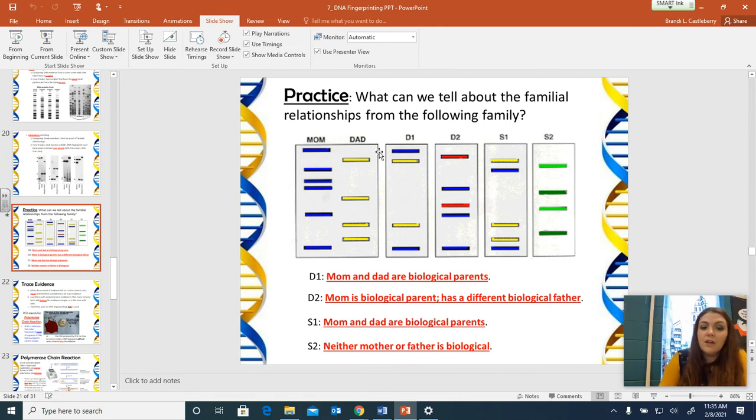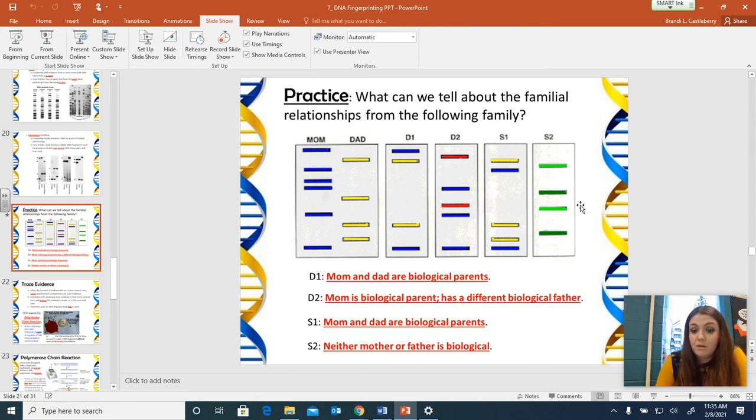So quick practice. What can we tell about this family relationship? So here's our mom and dad, and they've color-coded it, so it's easy to see. This one matches mom, this one matches dad. This one matches dad, this one matches mom. So that's their kid. This one, not matching, matching the mom. Not matching, matching the mom, matching the mom. So we're going to say it is the mom, but not the dad. This one, matching everything, that's their kid.